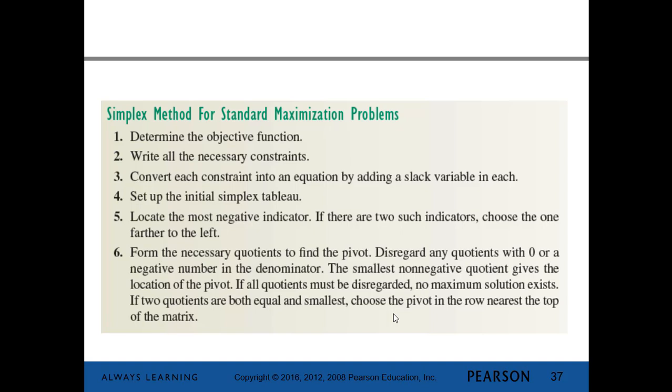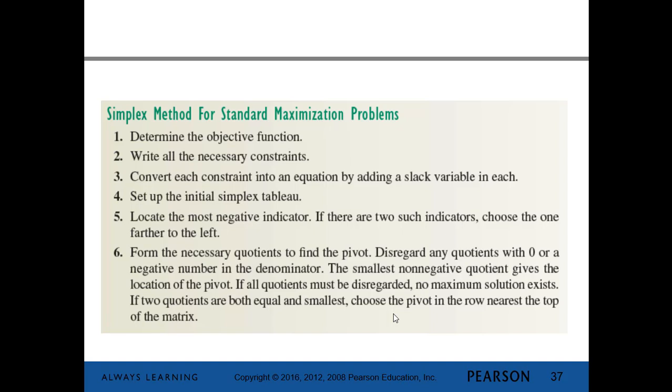2, write all the necessary constraints. Okay, 1 and 2 we've been doing. 3, convert each constraint into an equation by adding a slack variable in each. We did that in 4.1. 4, set up the initial simplex tableau. So 1 through 4 we've done in the last section.